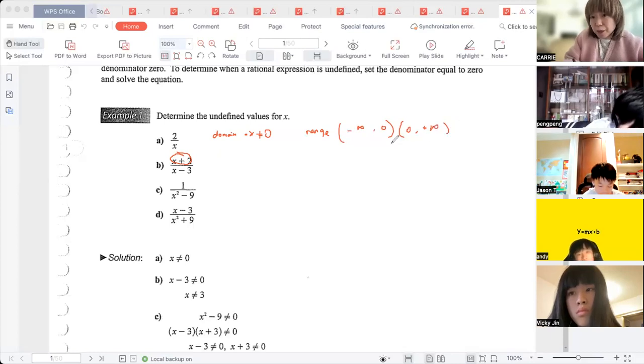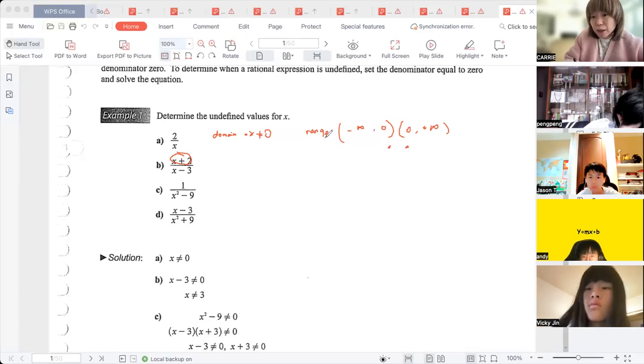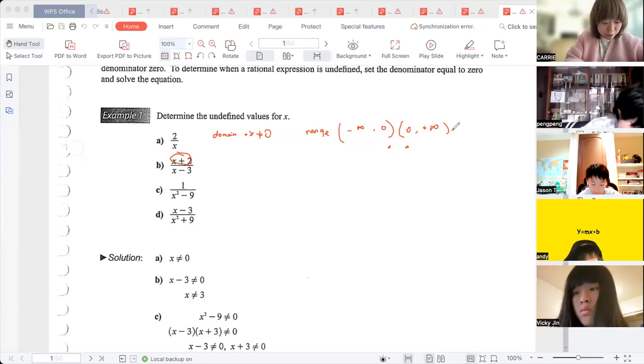Correct? Okay, so everybody, you have to take a look at this one. When we're using the bracket like that, that means 0 cannot be touched. Understand? Andy? And also negative infinity and positive infinity are impossible to reach.